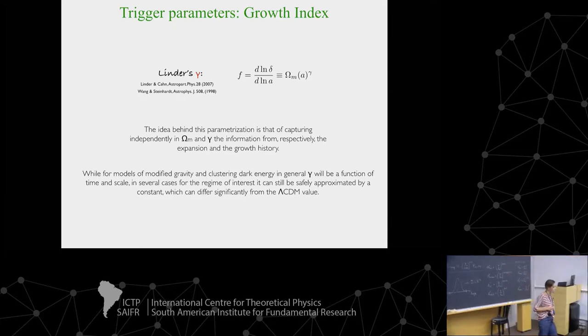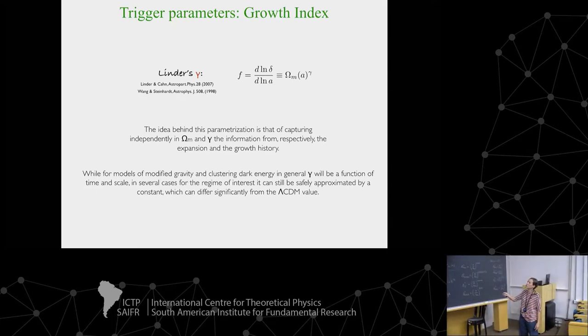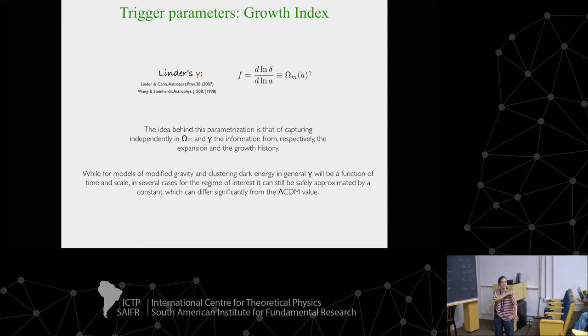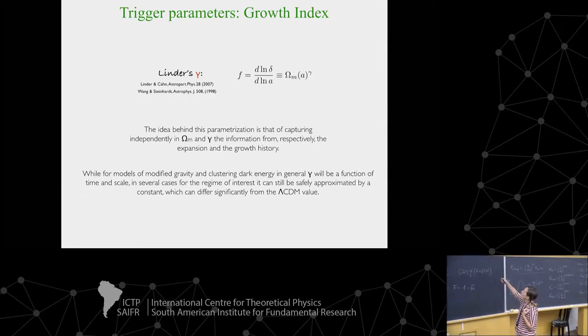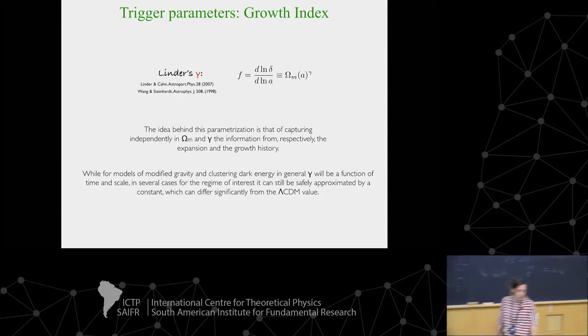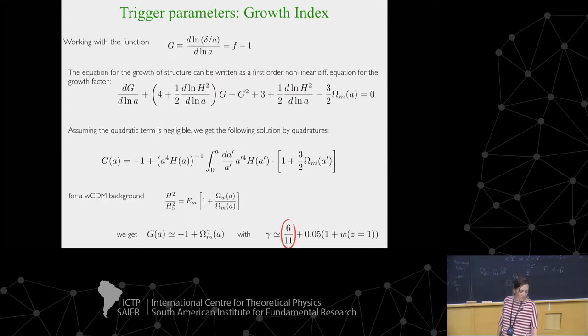scientific goals of Euclid being formulated in terms of the accuracy with which Euclid will measure this parameter gamma, for instance. So it's a very popular parameter. You see a lot of literature in which it has been constrained. Again, it's just a parameterization of your growth rate. And what it wants to achieve is to disentangle the information that comes from the background and goes into this omega matter of a, and then instead the actual modification that you do to the rate of your growth that goes into gamma.